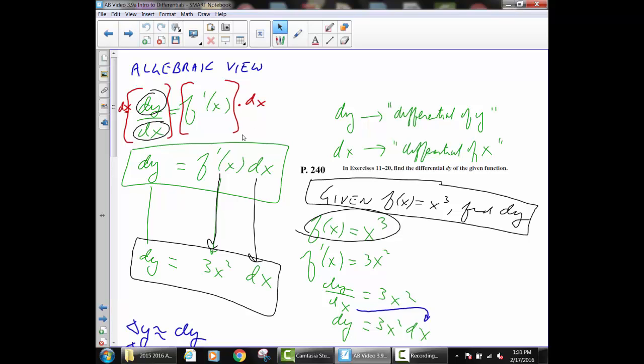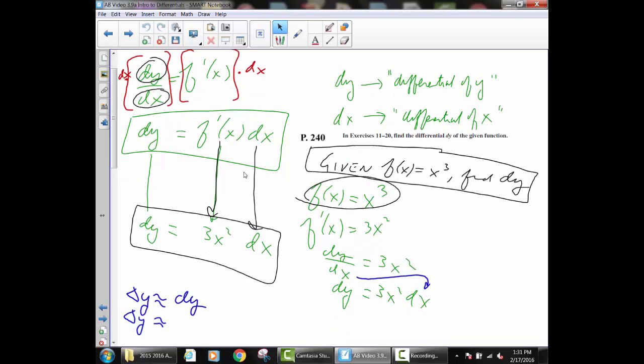Okay, if you look at it algebraically, if you look at the green on the left, you know that dy dx is the same thing as f prime of x. If I accept the existence of dy and dx as separate entities, you can see that if I multiplied both sides by dx, my dx's would cancel, leaving me with the differential of y on the left, and on the right side I'd have f prime of x dx.